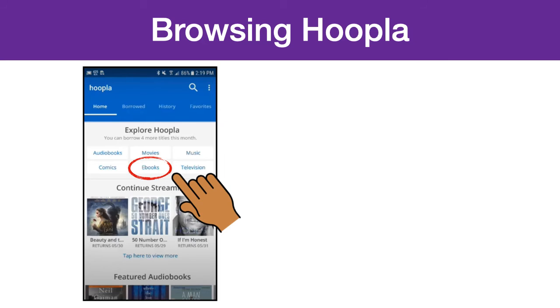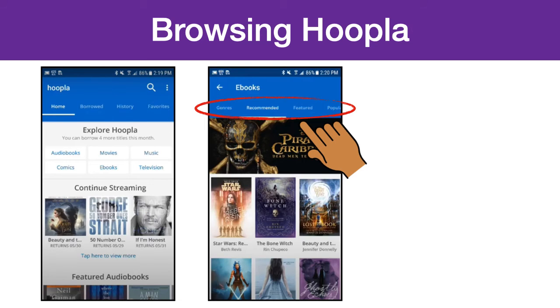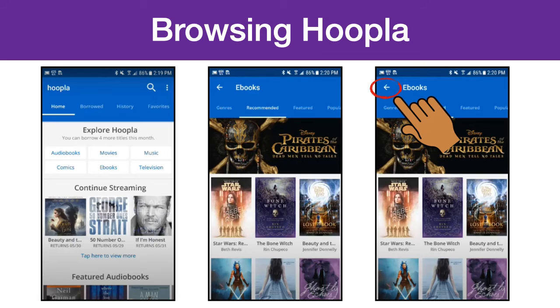Let's take a look at how to browse for items in Hoopla. First, tap on a format from the home screen. I'm going to take a look at ebooks. Once I'm in ebooks, I can further narrow down by selecting one of the choices at the top. I can browse by genre, recommended, featured, or popular. When I want to go back to the home screen, I just tap the back arrow at the top.